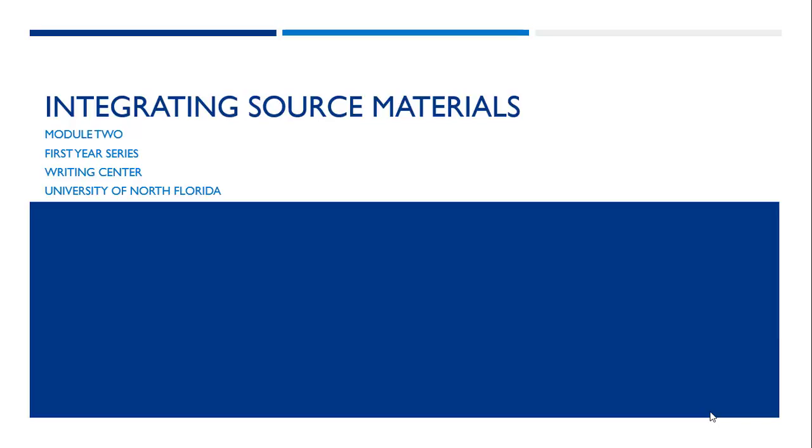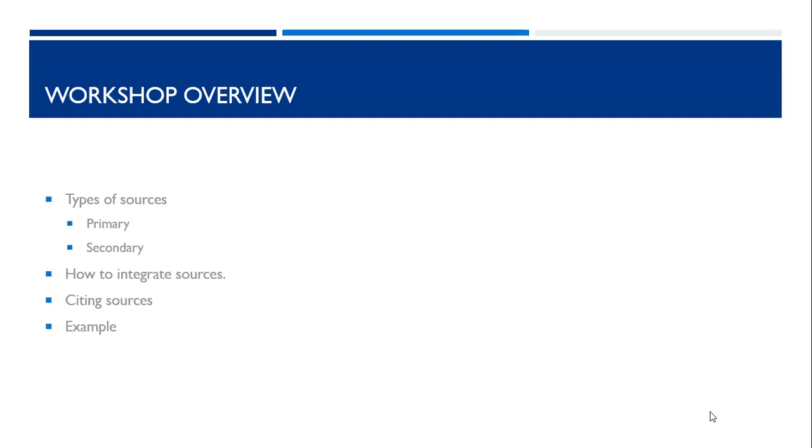Hi, today we're going to be talking about integrating source materials. And here's an overview of the workshop. We're going to talk about types of sources, primary sources, and secondary sources. We're going to talk about how to integrate your sources into your work. We're going to talk about citing your sources.